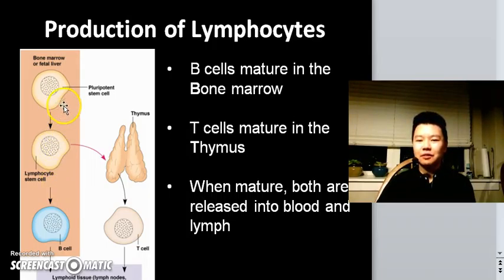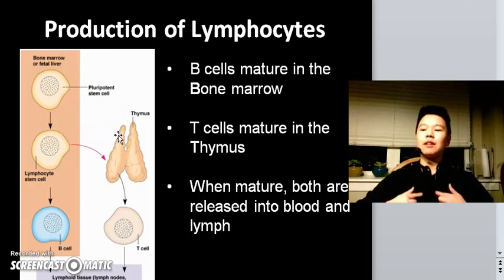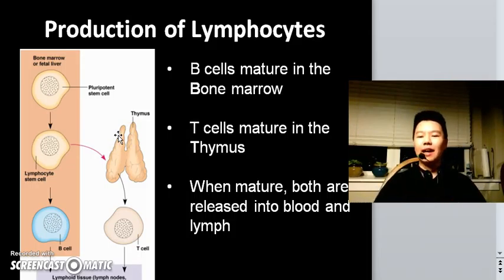The T cells, however, will start in the bone marrow and move into the thymus, which is this organ that we have down our chest here, and they mature in the thymus. As well, the T cells are maturing in order to recognize a specific pathogen. When these cells are mature, they're going to be released into both the blood and the lymph.